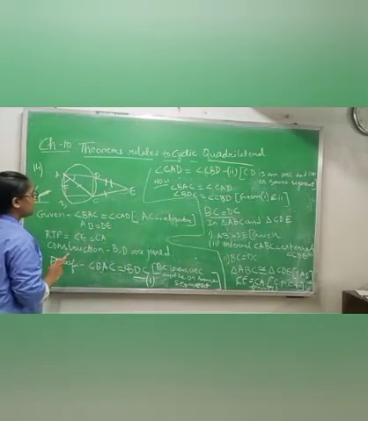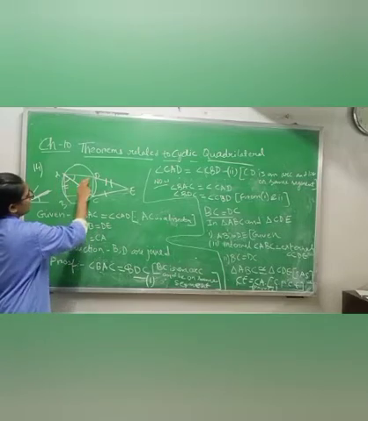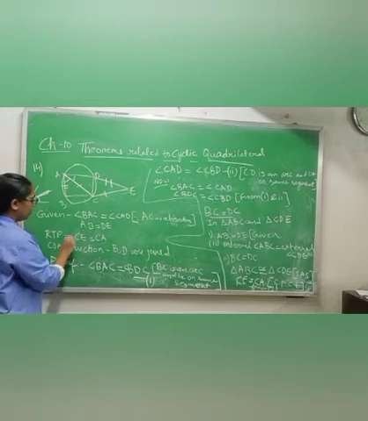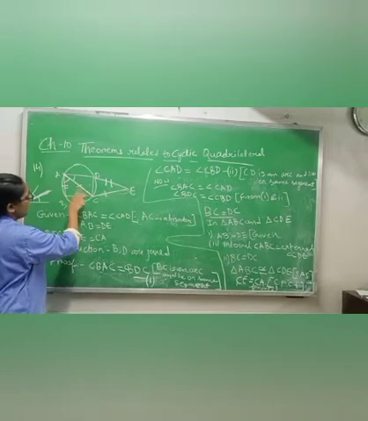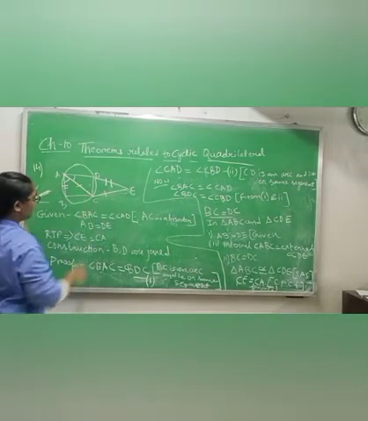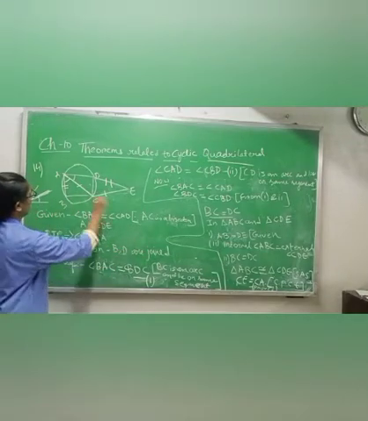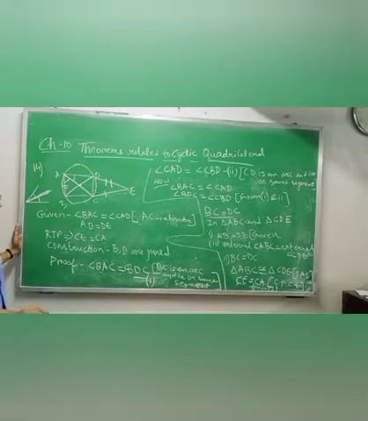Okay, one more thing is given to you: AB is equal to DE. It is given. Now you have to prove this one, that CE is equal to CA. Means this line and this line are equal. Construction: what am I doing in the construction? BD is joined. I am joining BD.